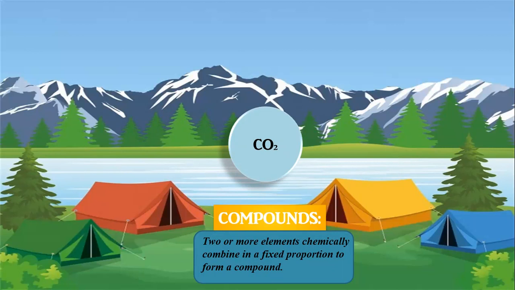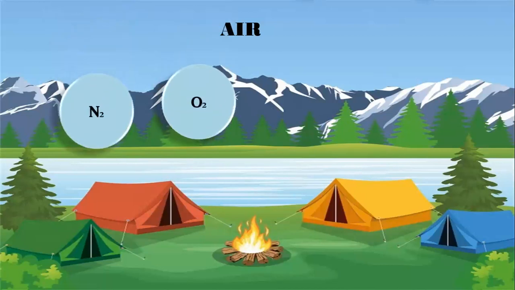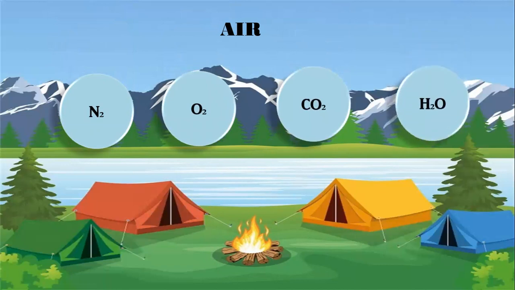Now students, this carbon dioxide gas was rising up, that is, it was mixing with the air around. So we all know that air contains these following gases, that is nitrogen, oxygen, carbon dioxide, water vapor, and other gases. Now students, we call air a mixture of gases.